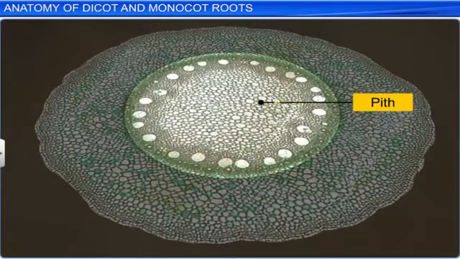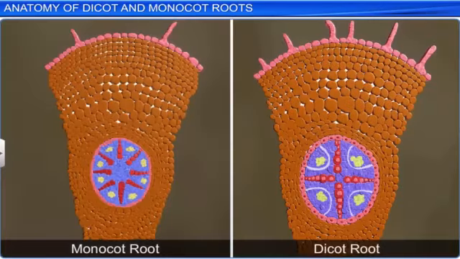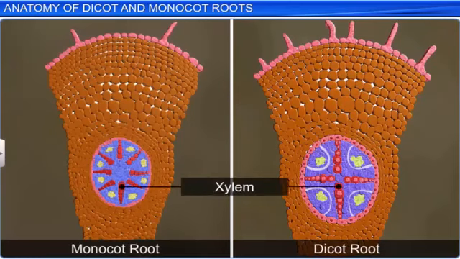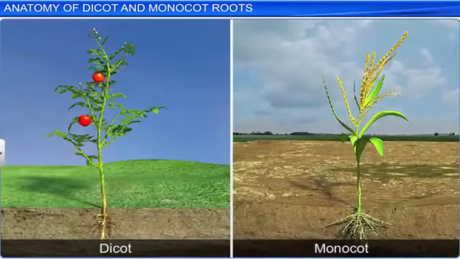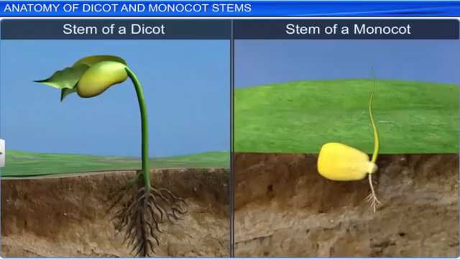Although dicot and monocot roots have some structural similarities, they differ in the number of xylem bundles and size of the pith and cortex. Moreover, secondary growth takes place only in the dicot root. In other words, these roots thicken over time. A stem is the main axis or stalk of a plant, and it develops from the plumule of a germinating seed.